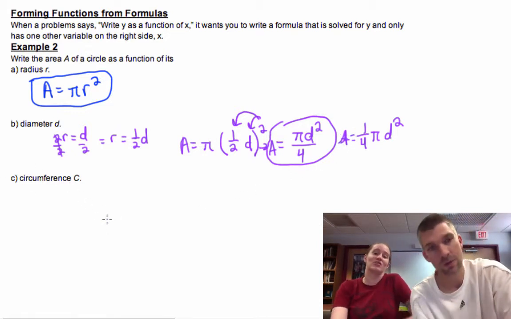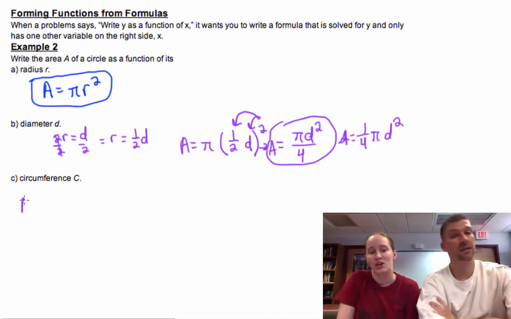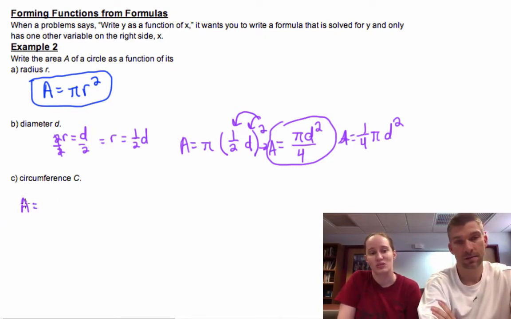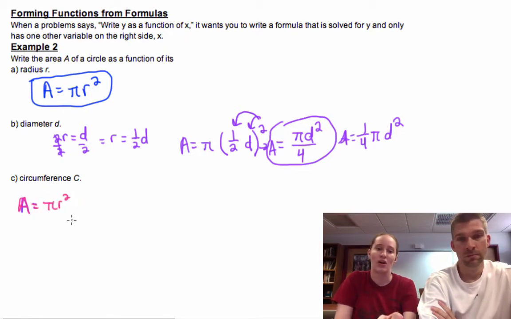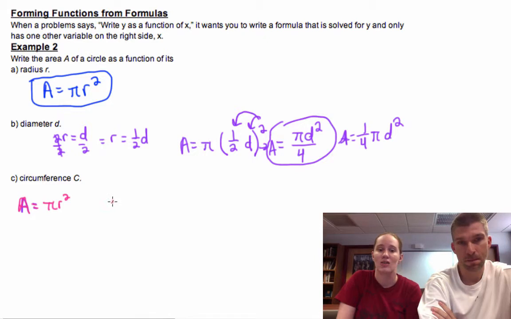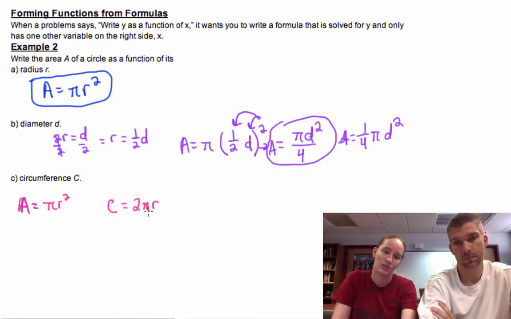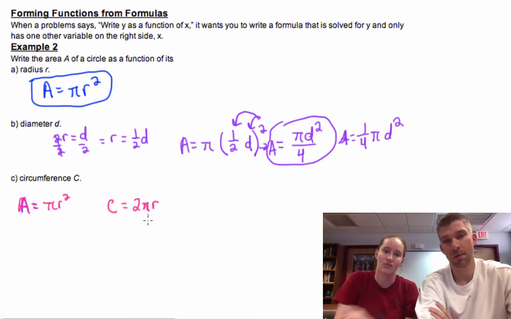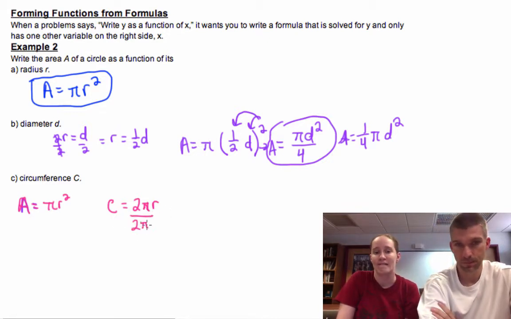Now this one's tricky: the circumference C. We're trying to write A equals pi r squared, but we don't want r, we want C for circumference. What is the formula for circumference? 2 pi r. So we want to put C in here, which means we have to solve that for r. So r equals C over 2 pi. We're going to put that right where that r is.